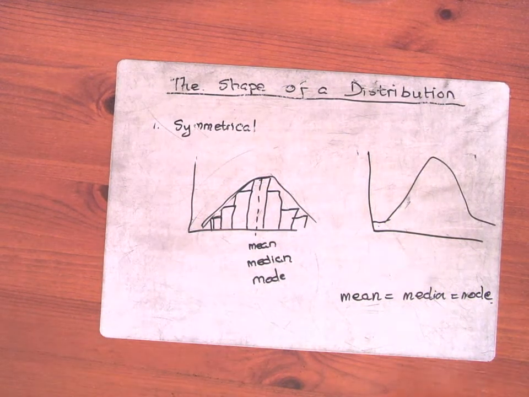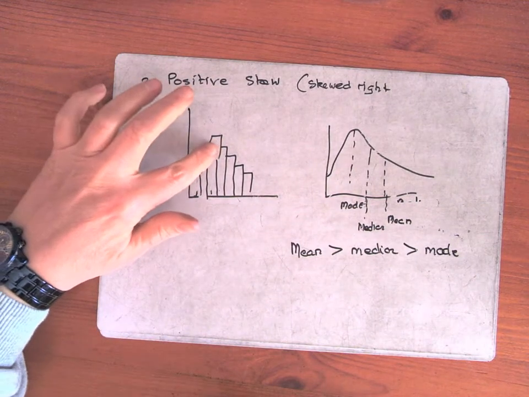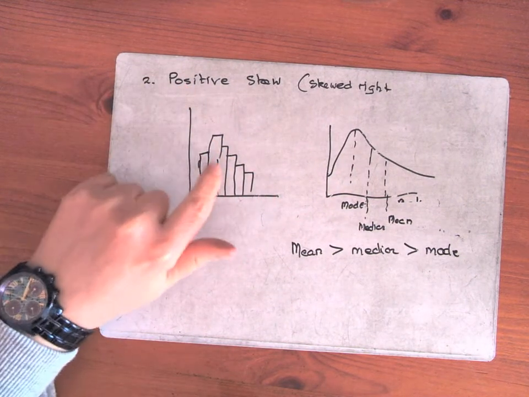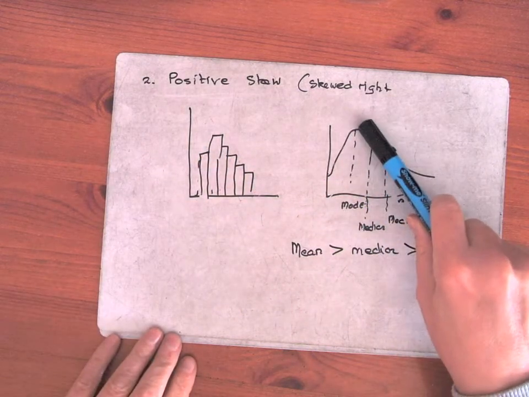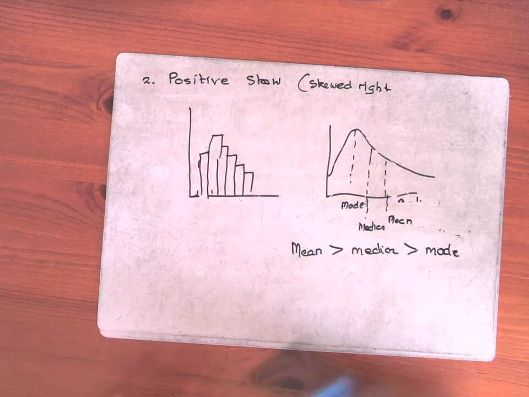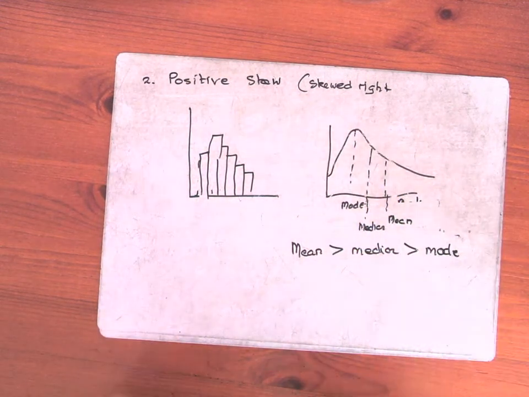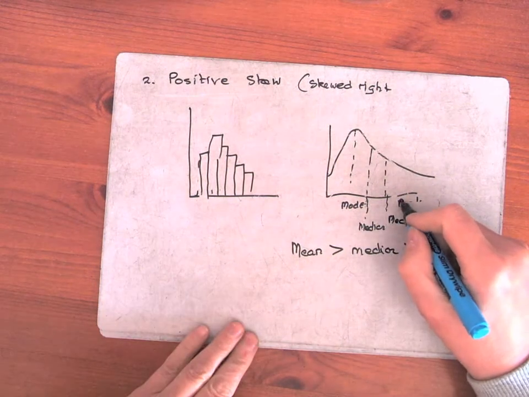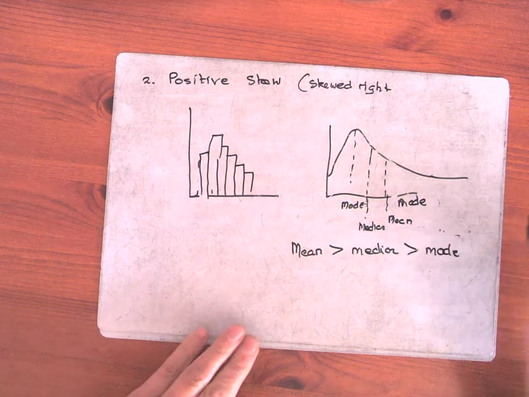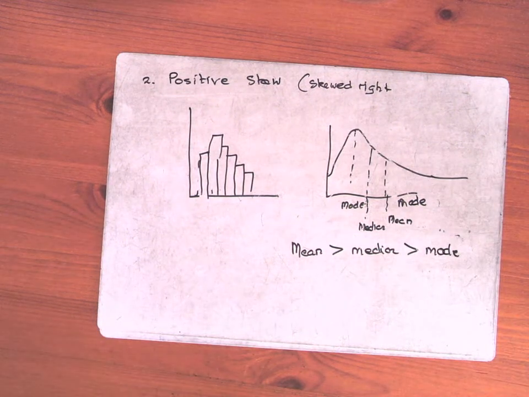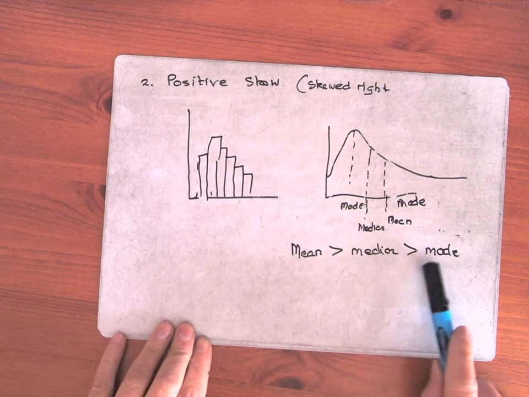The second one is called a positive skew, and a positive skew is if it starts high and it moves down. So it starts high, gets high very quickly, and then it tails off lower in the positive direction. As you move up in the positive direction, there's a tail. If that's the shape of your distribution, the mean is normally greater than the median, which is greater than the mode.